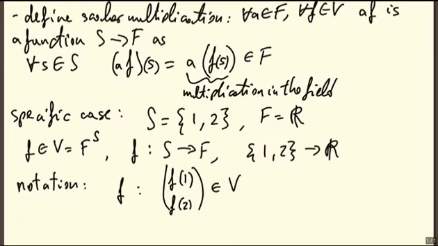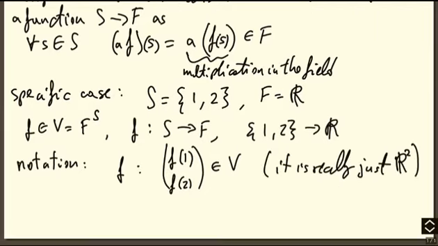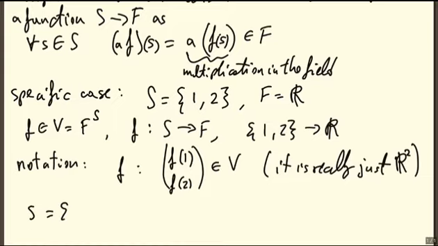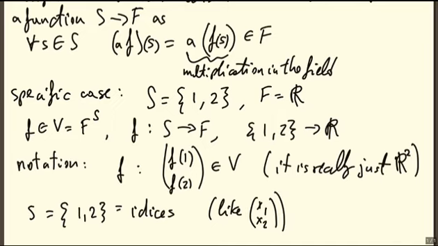And what you see here is that if you have these two components, this really looks like just R2 with two components. And then this set S with the two numbers, these could really be considered just the indices, like x1, x2 for two vectors.